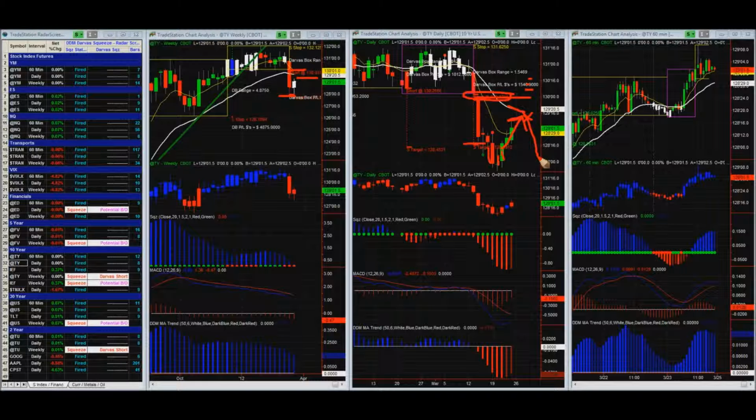If you're going to get continuation, you would expect something like this to at least retest these lows. So I think that looks interesting on the 10-year as well, and it's also interesting to note that the 5 and 10-year are in alignment.